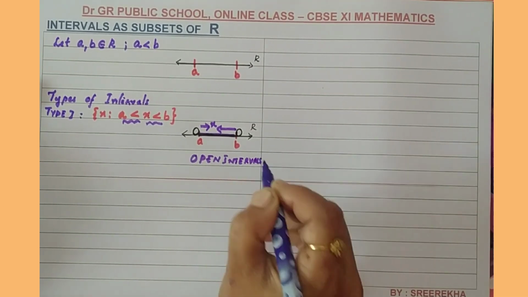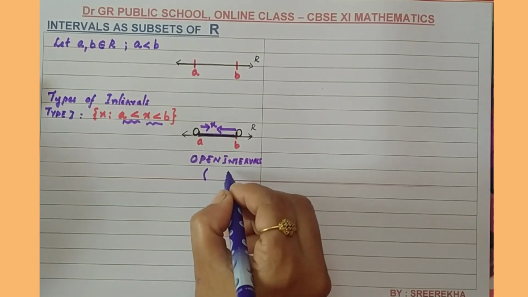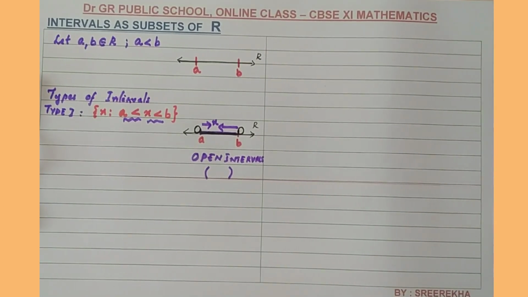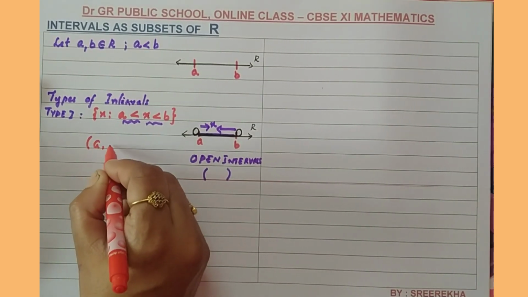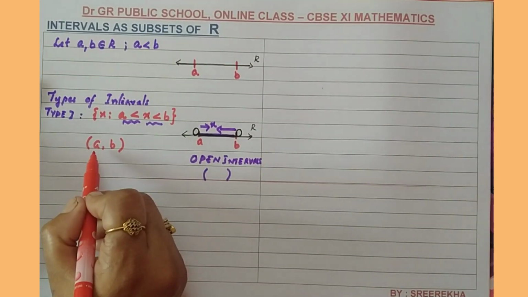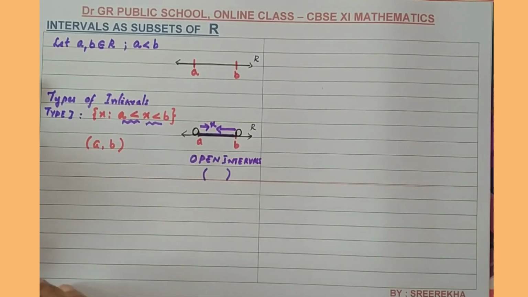Open intervals are represented with the symbol like this, open interval. In this case, I am going to represent the given interval as open interval (A, B). It means that the endpoints A and B are not included in the set.